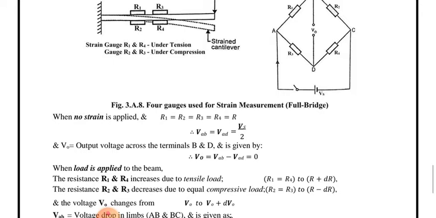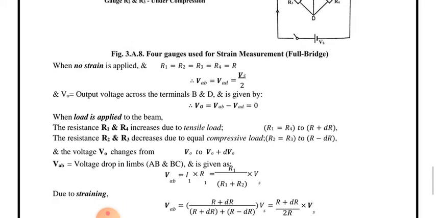Okay, when load is applied to the beam, the resistances R1 and R4 increase due to the tensile load, meaning R1 equals R4 equals R plus dR, so R1 and R4 will be represented as R plus dR. Resistances R2 and R3 decrease due to the equal compression load, and will be written as R minus dR. So the output voltage VO changes from VO to VO plus dVO.